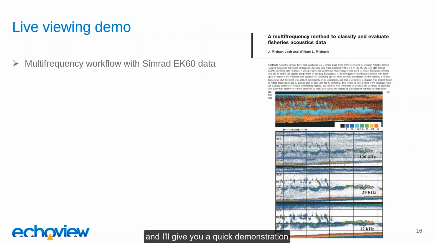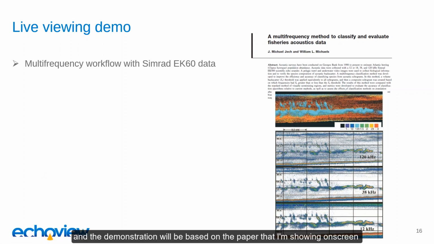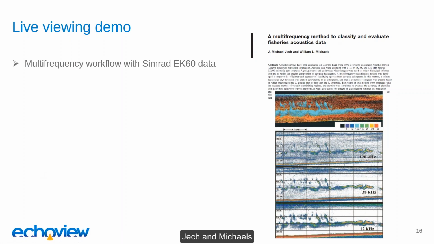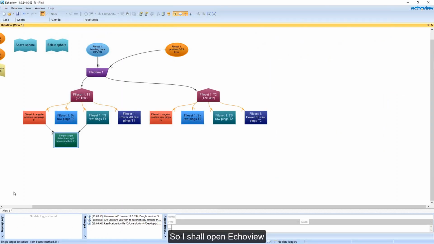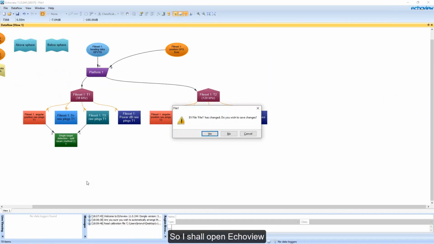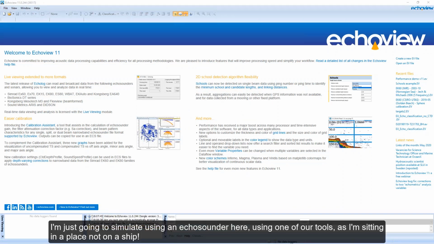And I'll give you a quick demonstration with some Simrad EK60 data as to how useful this tool can be. The demonstration will be based on the paper that I'm showing on screen, Jack and Michael's. So I shall open Echoview, close this file. I'm just going to simulate using an echosounder here, using one of our tools, as I'm sitting in a place not on a ship.